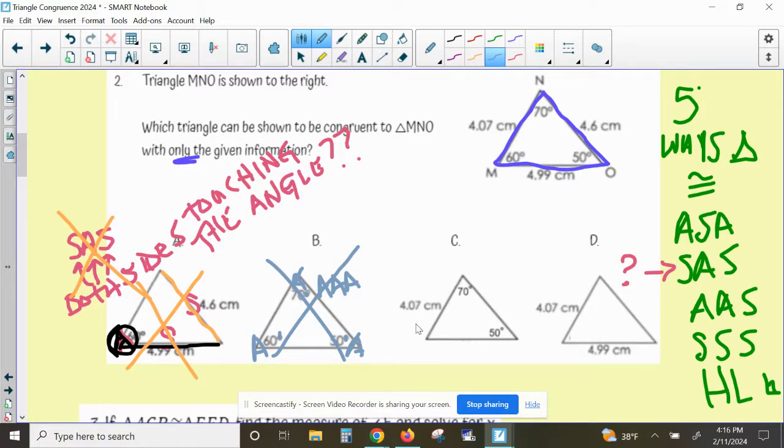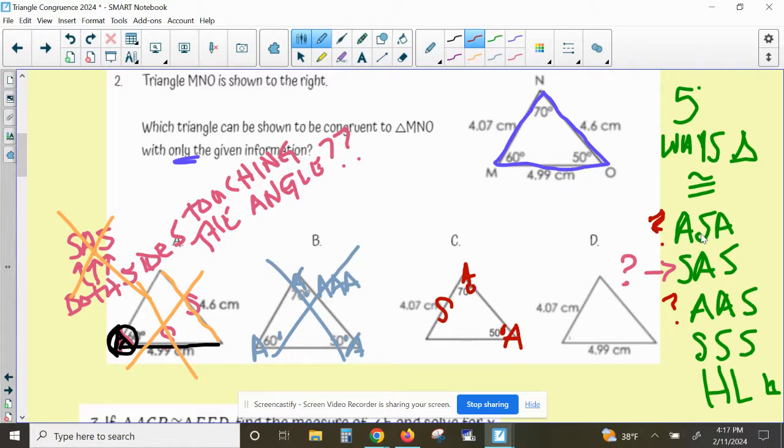Okay, let's look at this picture here. So let's see what I have on this picture. It looks like I have this 4.07. That is clearly on a side, right? Okay, this is a side. This is a degree, so that is an angle. This is a degree, so this is an angle. So it looks like I have 2 A's and an S. So let's see over here. 2 A's and an S. Which ones have 2 A's and an S? This one and this one. So we got to check, is it angle side angle or AAS or nothing, right?